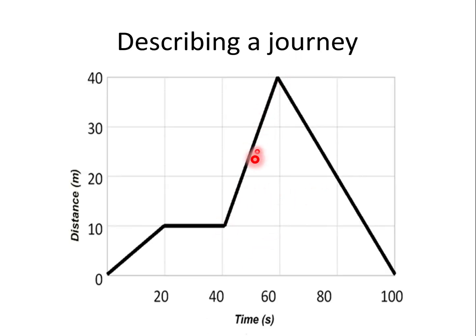Similarly, if I looked at this part here, speed equals distance over time. Well, distance here goes from 10 to 40, so that's 30 over the same 20 seconds. So that'd be 30 divided by 20, which will be 1.5 metres per second, 3 times faster than this one here.